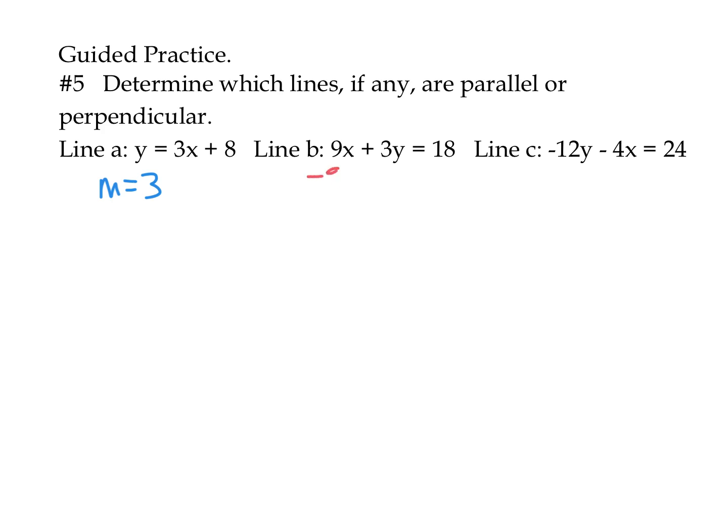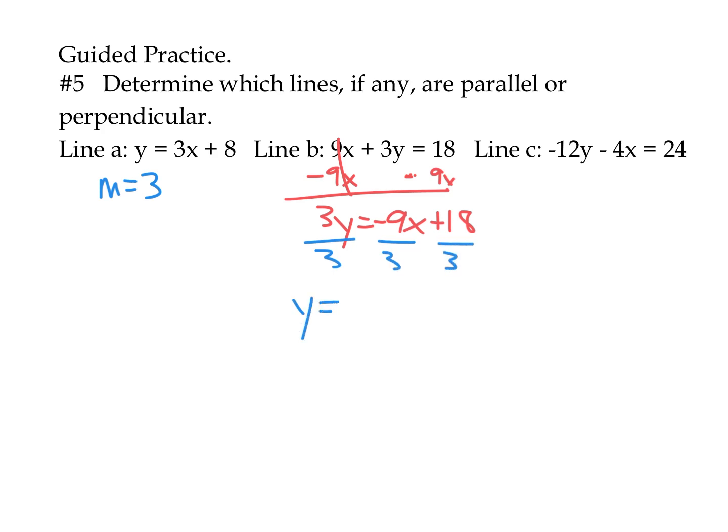The next two, we're going to do some work to get the y by itself. So in this problem, we're going to subtract 9x to get this equation, solve for y. So I cancel out. I have 3y equals negative 9x plus 18. And then I can divide by 3 on both sides, everything there. And I get y equals negative 3x plus 6.